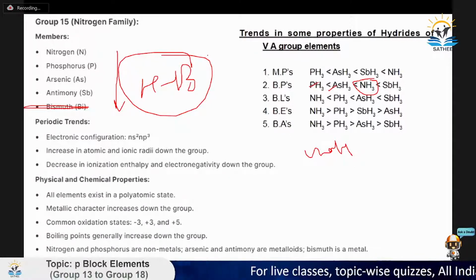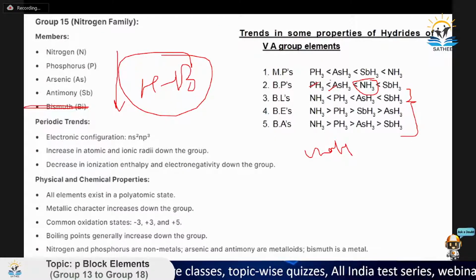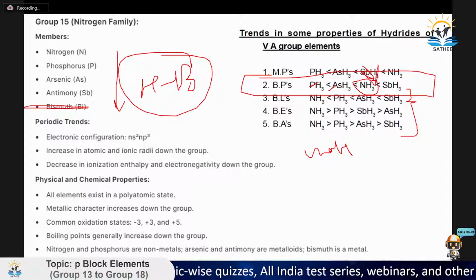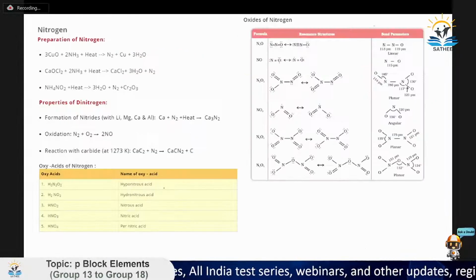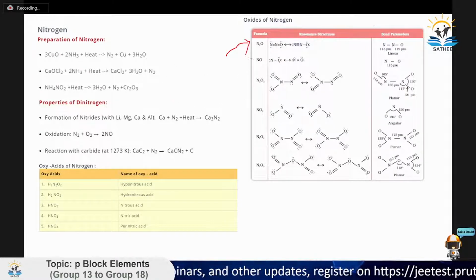Other than that, the bond length, bond energy, and bond angles are quite obvious. The most important thing here was the boiling point, because NH3 shows hydrogen bonding. Let's talk about nitrogen a bit, and particularly I want you to focus on this table the most, when we come to it.